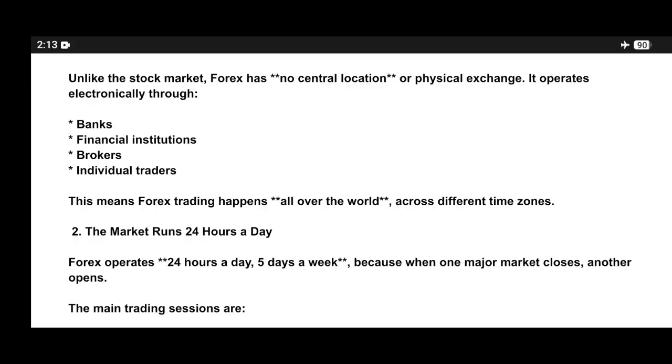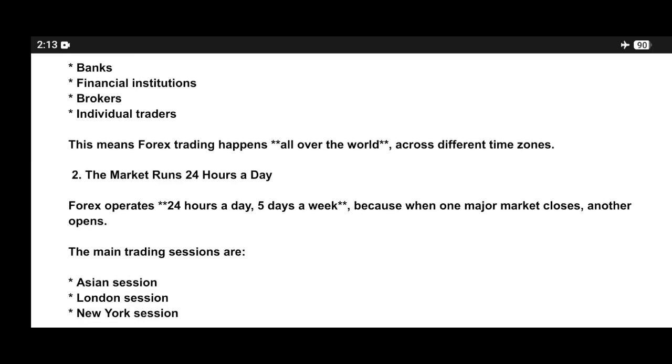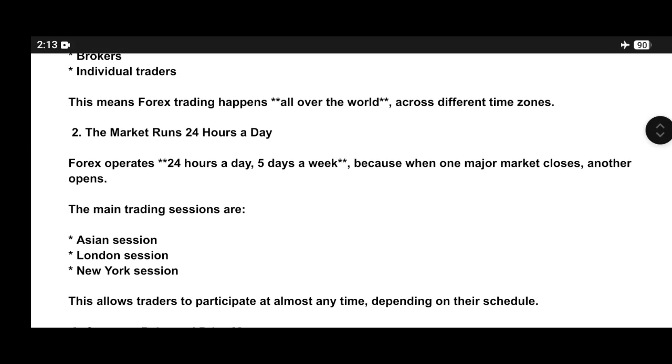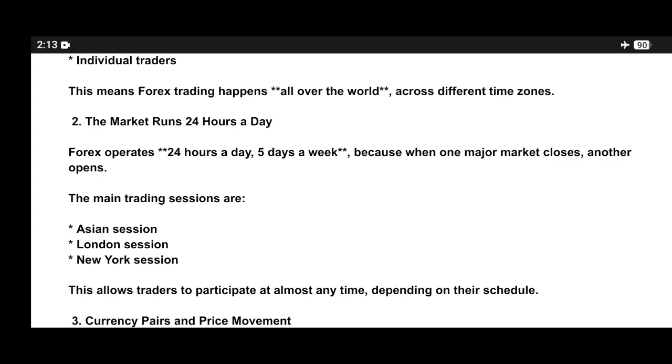Number two, the market runs 24 hours a day. Yes, forex operates 24 hours a day, 5 days a week, because when one major market closes, another market opens. We have three main trading sessions: the Asian session, the London session, and the New York session, because this allows traders to participate at almost any time depending on their schedule.